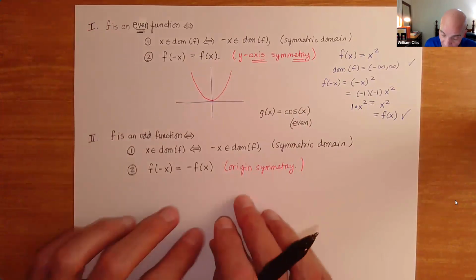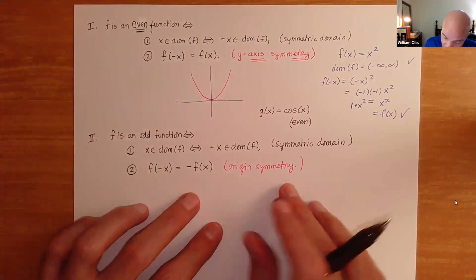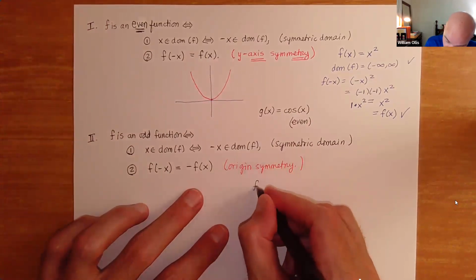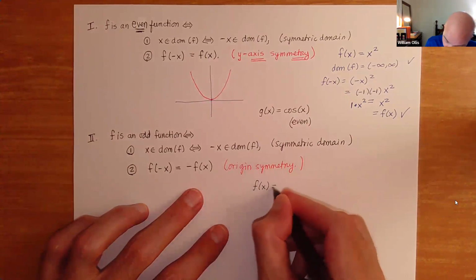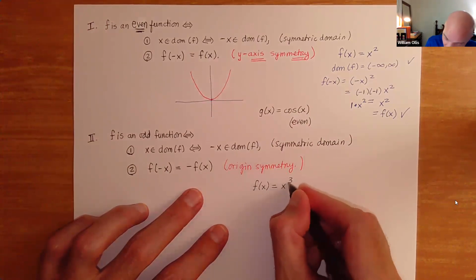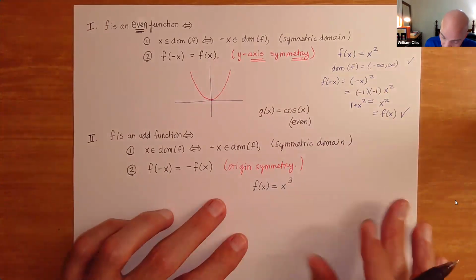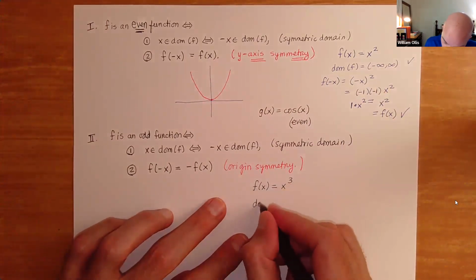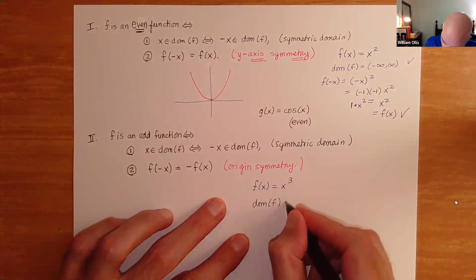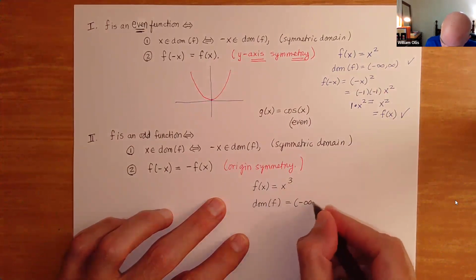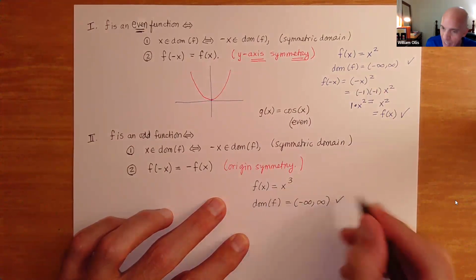Now, one thing about this that's easy. Let's just take a very simple example. Let's just take the cubic function, x cubed. And just like this, it'll be easy to prove. That is, the domain of f is all real numbers. So we get a check there.